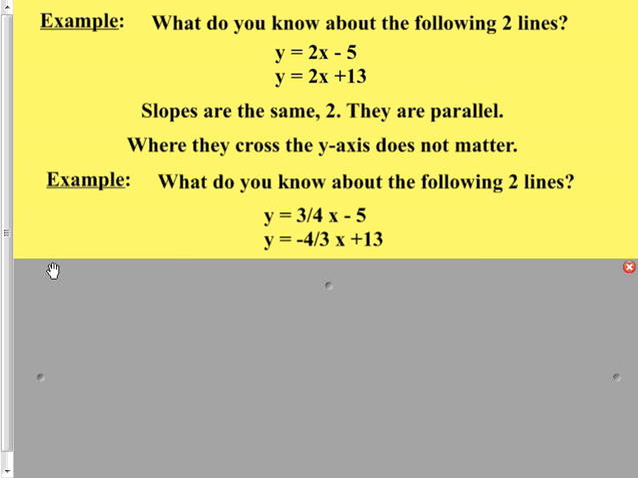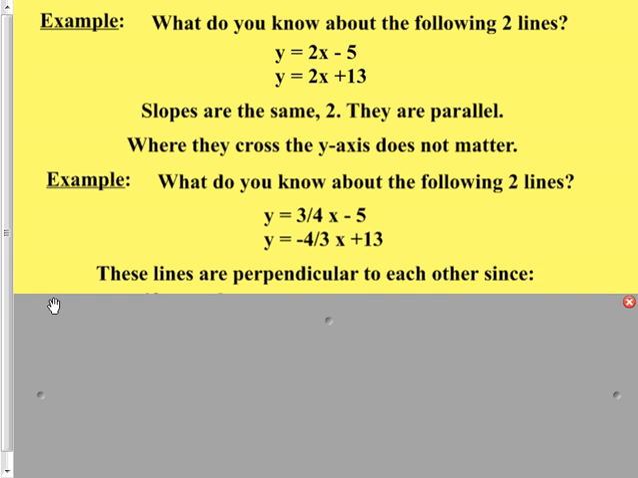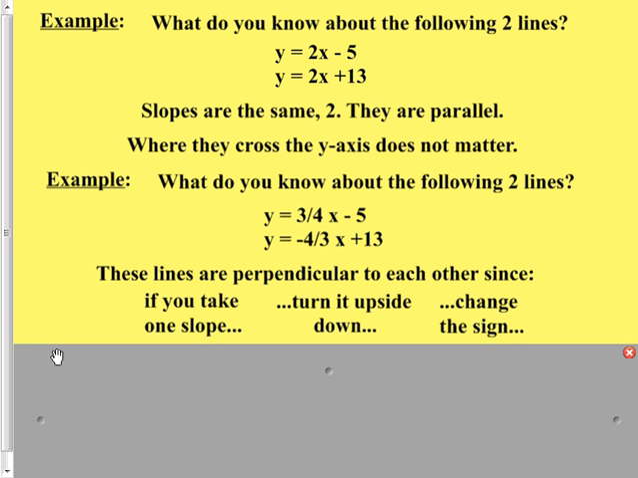Obviously, this time the lines are not parallel because the slope values are not equal. However, these lines are going to be perpendicular to each other. And the reason they're going to be perpendicular is because of the negative reciprocal rule. If we take one of the slopes and turn it upside down and change the sign, if that gives us the other slope, then we have lines that are perpendicular.